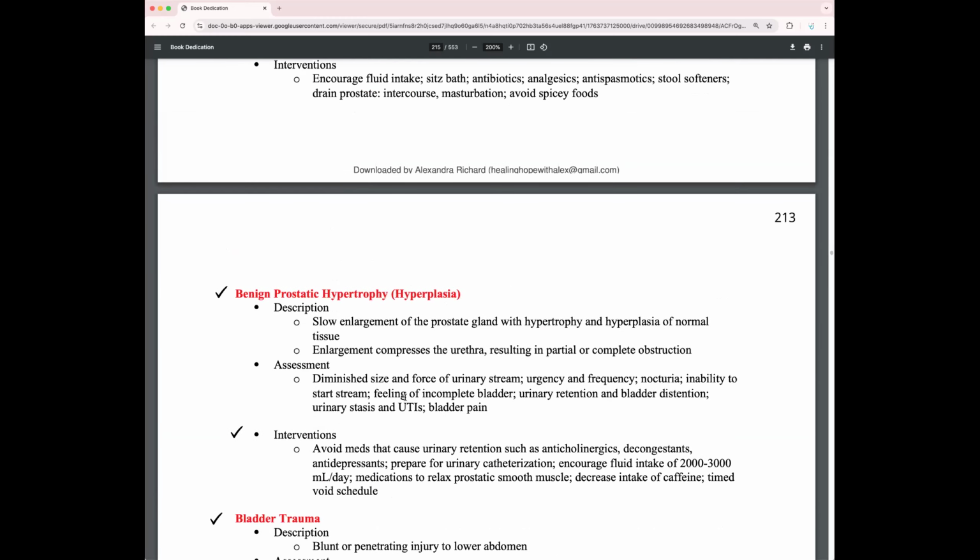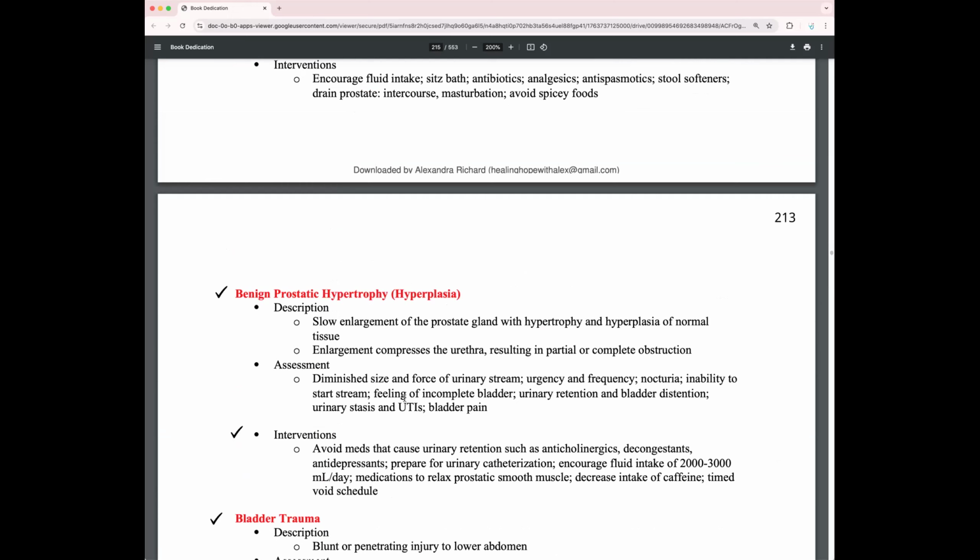BPH, benign prostatic hyperplasia, read through that. This tends to happen in older men and they have to go pee a lot. Nocturia and polyuria, and when they go pee, not all of it comes out. So it increases their risk for UTI.